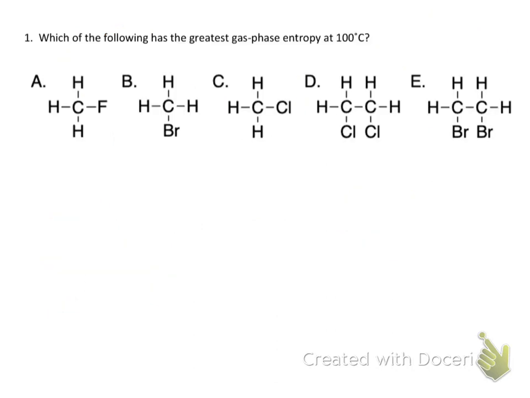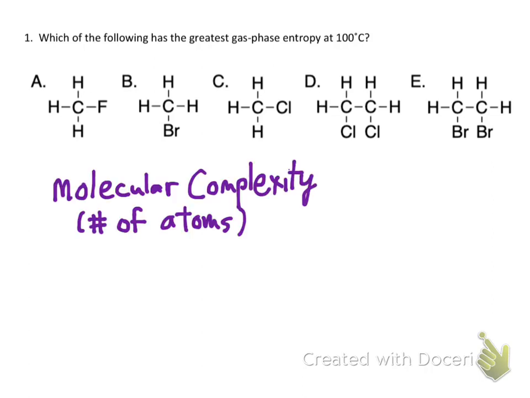Okay, in this question we're comparing 5 different molecules and we're looking at them all at the same temperature, 100 degrees Celsius. So if we're considering the absolute entropy of a molecule, the first thing that we want to look at is the molecular complexity, aka the number of atoms.